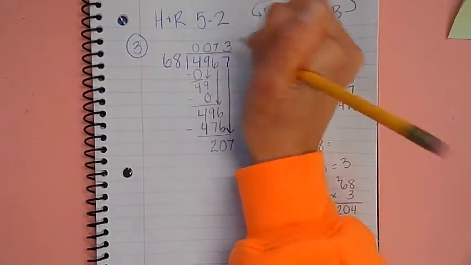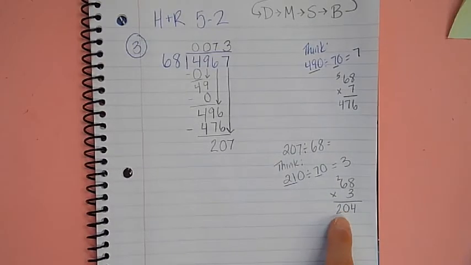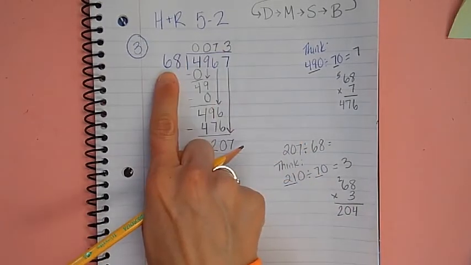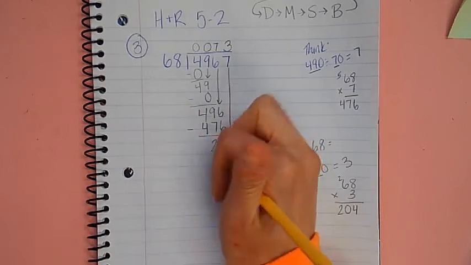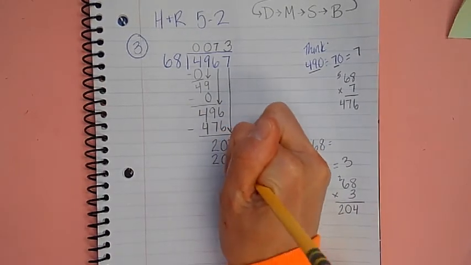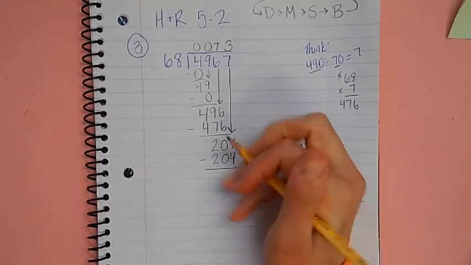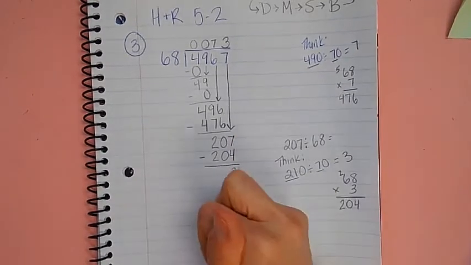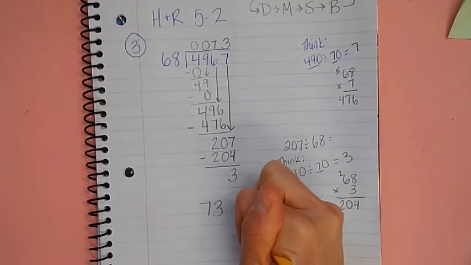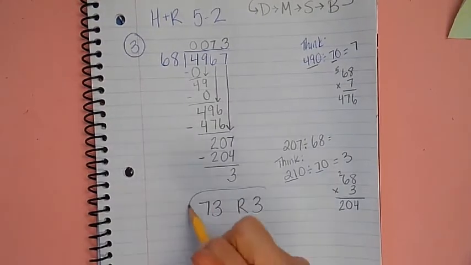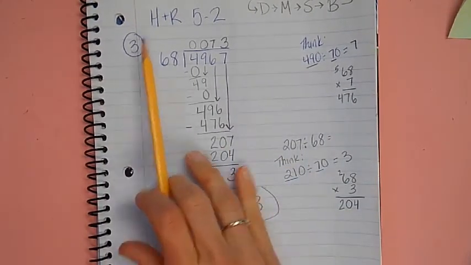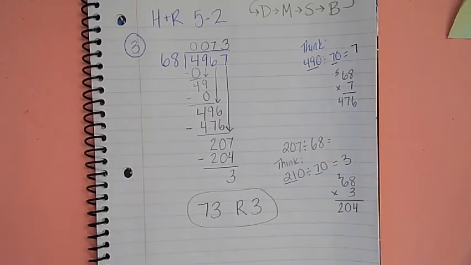So I'm going to put the 3 up here at the top. I've already done the math, so 3 times 68, that's my multiply step, is 204. As long as I've done my multiplication correctly, 7 minus 4 is 3. So I end up with 73, remainder 3. And that would be my answer to number 3 on Homework and Remembering 5-2.